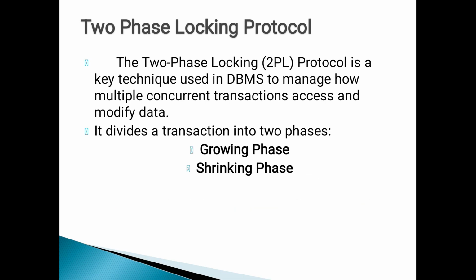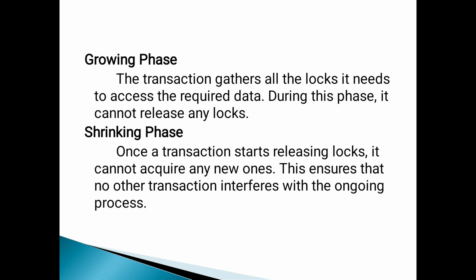Unit 4, Transaction. The next topic, Two-Phase Locking Protocol. This protocol is a key technique used in databases to manage how multiple transactions can access and modify the data. It is divided into two phases: growing phase and shrinking phase. First, the growing phase. All locks need to access the required data.